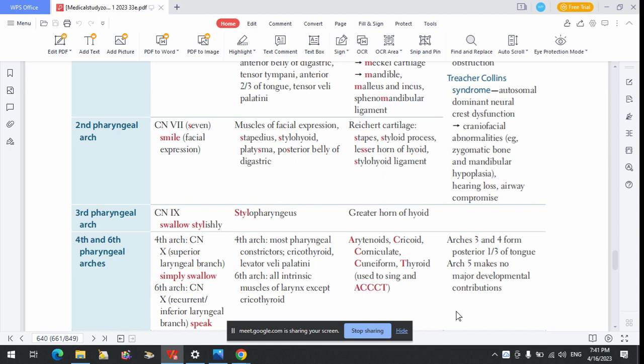So what are the muscles involved in swallowing? Pharyngeal constrictors, and then the levator palatini. Then the odd one, remember that separated: the cricothyroid is not supplied by the one below, so therefore it will be supplied by the one above. So those are the three for the fourth arch.